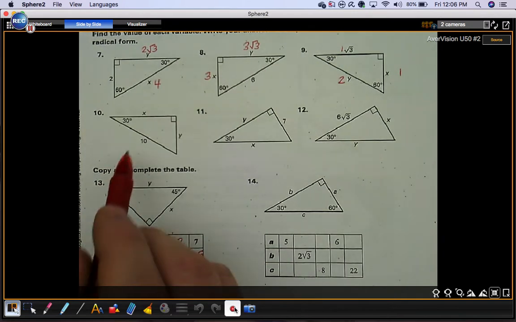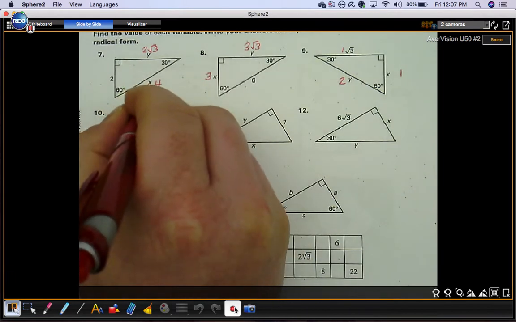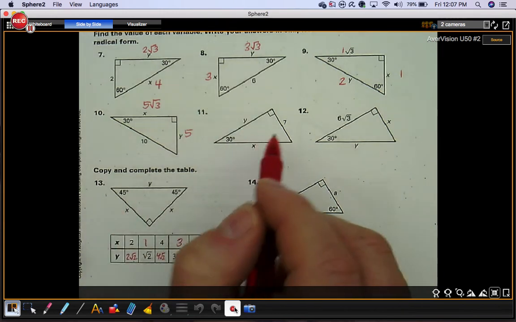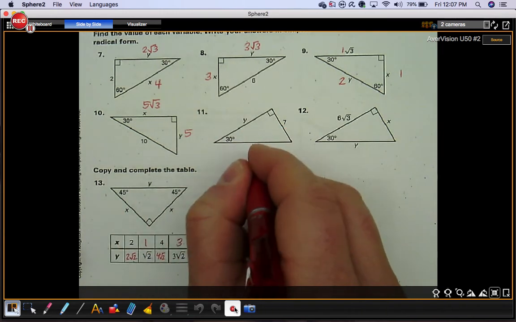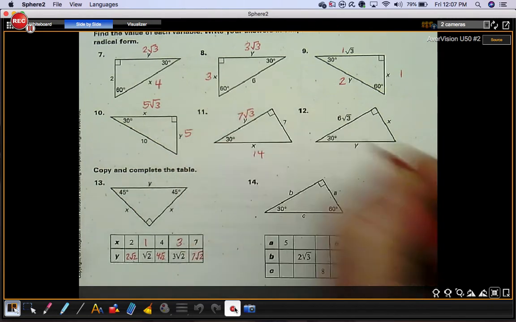Number 10, the hypotenuse is 10, so the short leg is 5. That means your long leg is 5 square roots of 3. Notice how fast I'm moving through these. That's how fast you want to be at knowing these answers. There's no calculations involved. Short leg is 7, so the hypotenuse is 14. The long leg is 7 square roots of 3.